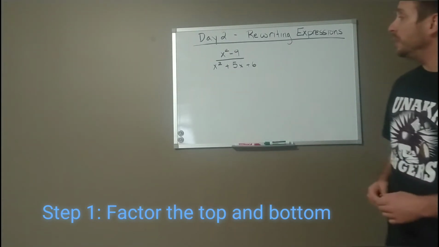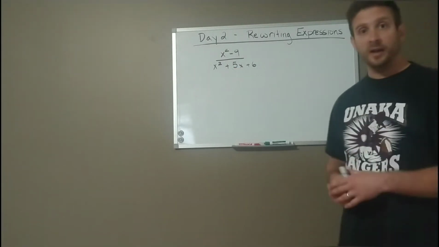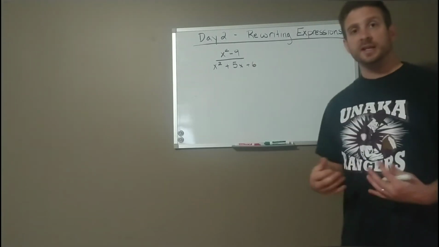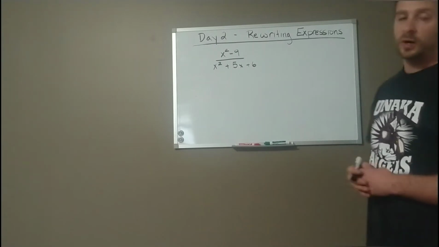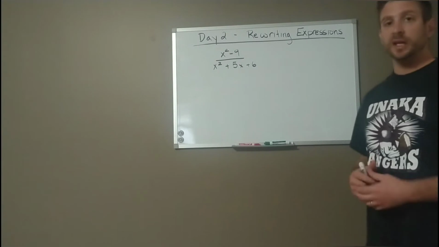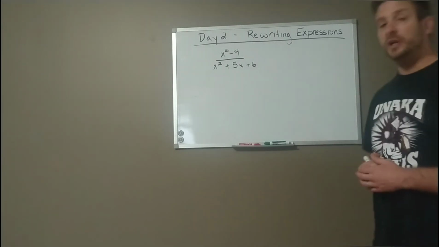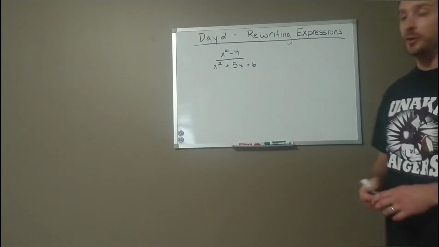Now when we factor it, we may be factoring using the x squared plus bx plus c methodology, the steps that you have. We may be factoring a special case, in this case a difference of squares. We may be factoring ax squared plus bx plus c. There are a lot of different ways to go about factoring these, but that doesn't change the fact that if we want to rewrite a rational expression, we want to start by factoring.